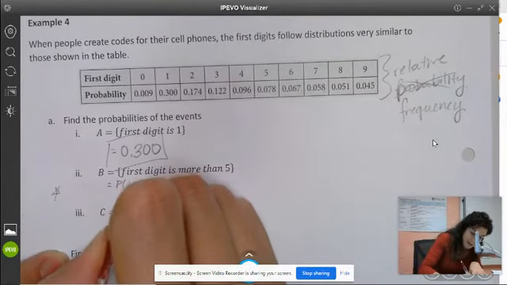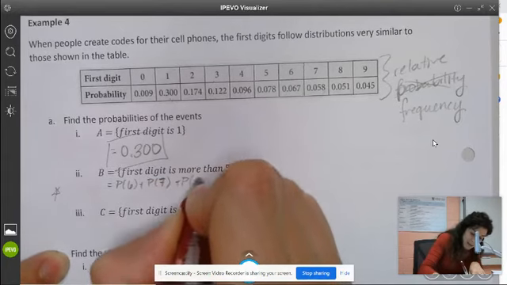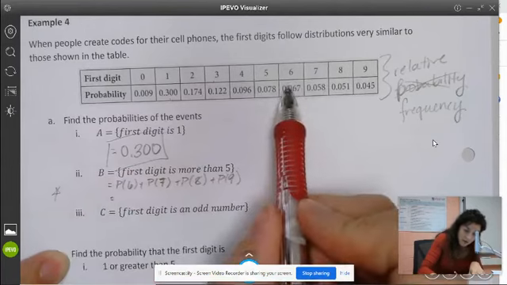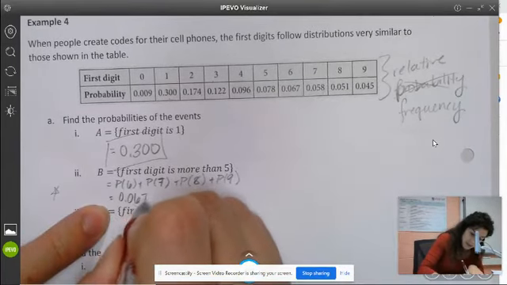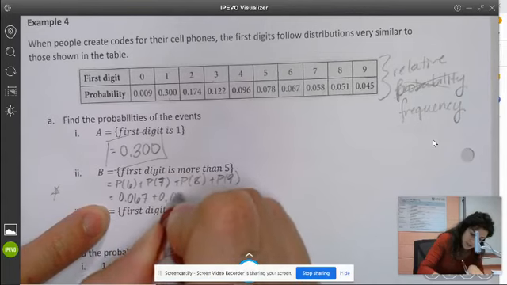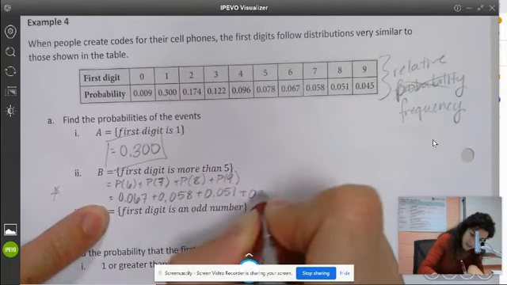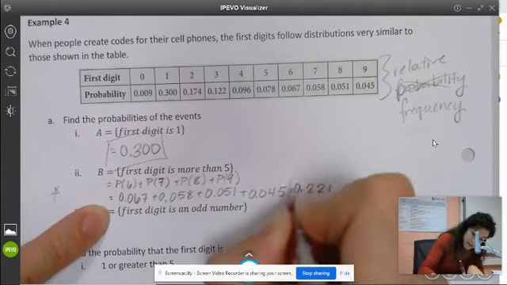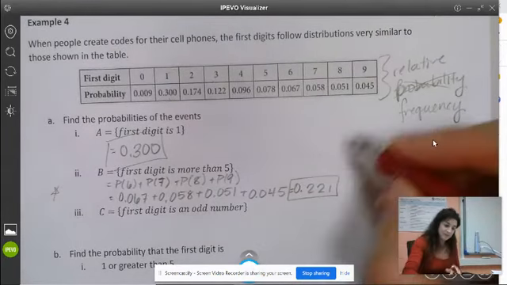All of that to say, we need to find the probability of 6 plus the probability of 7 plus the probability of 8 plus the probability of 9. You have all of those decimal values up here. 0.067 plus 0.058 plus 0.051 plus 0.045. All of those add together to be 0.221.